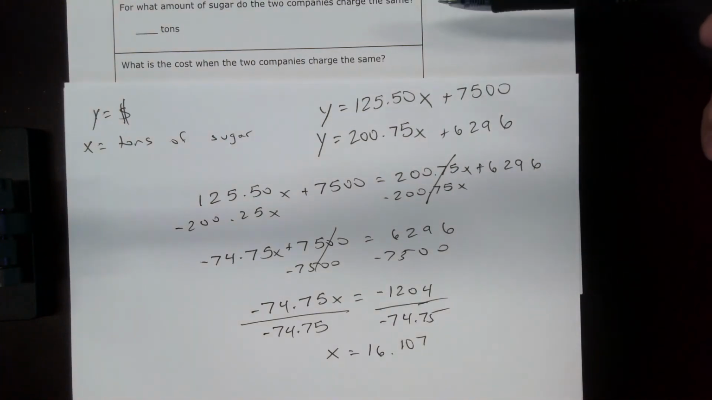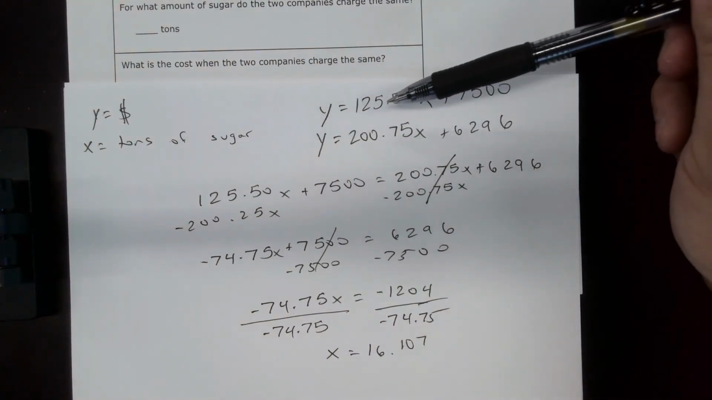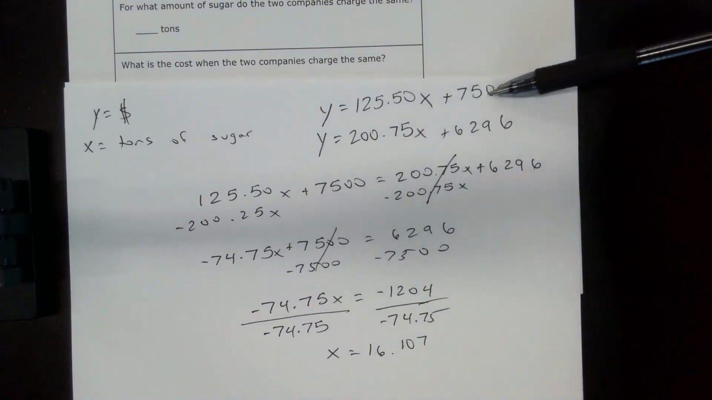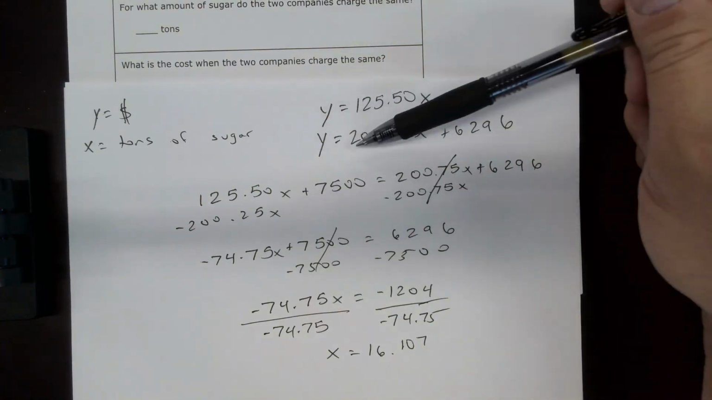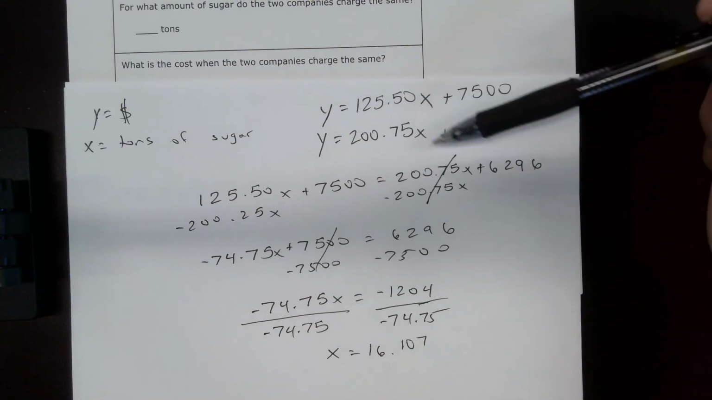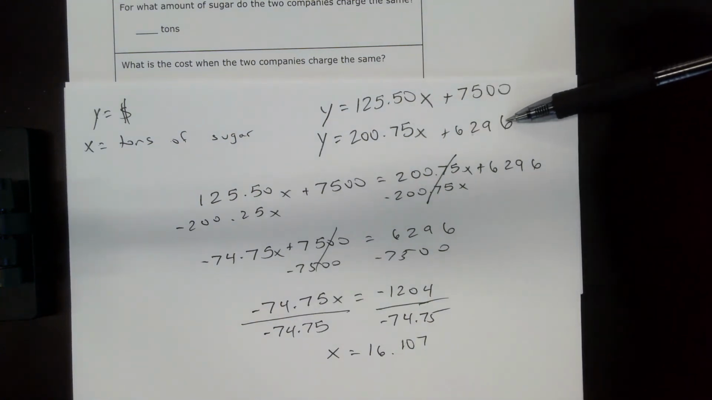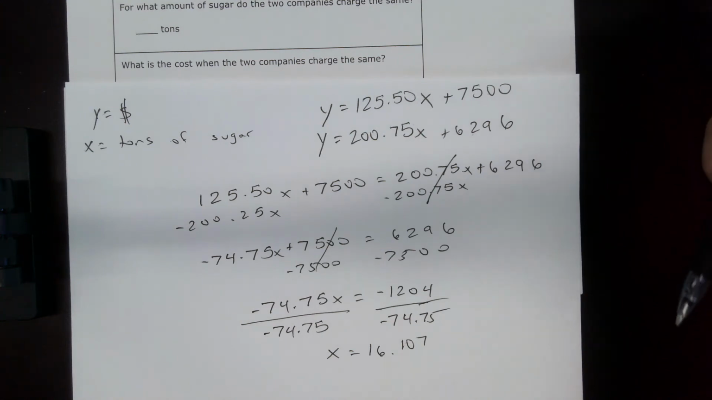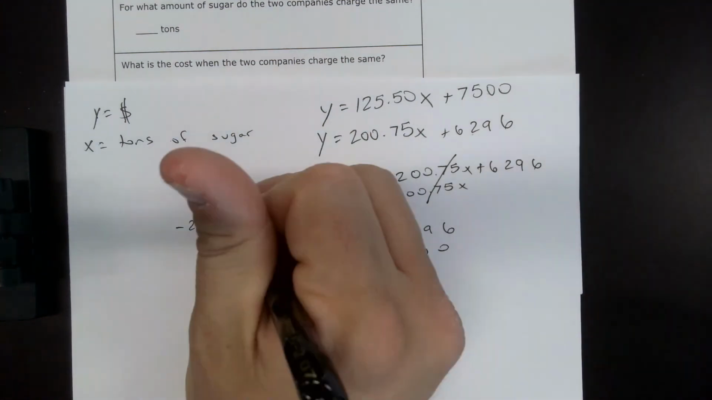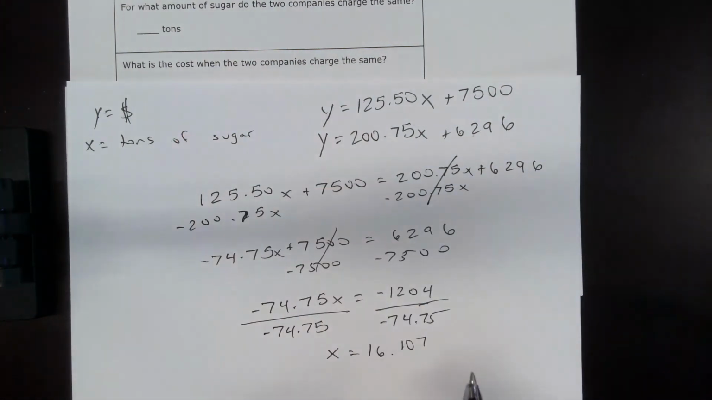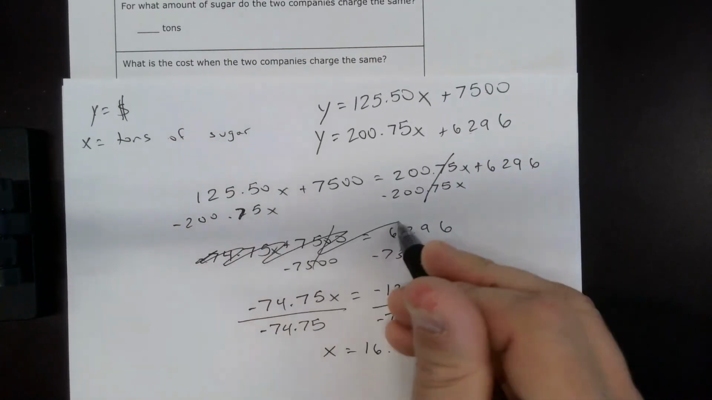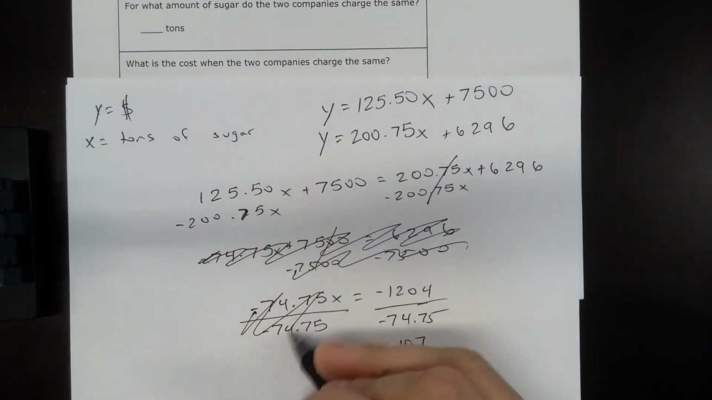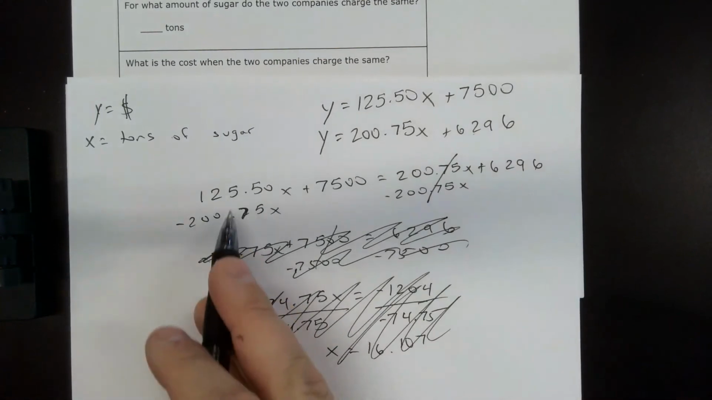Everyone pull out your calculator so we can walk through this thing together. So 125.50x plus 7,500, and 200.75x plus 6,296. Yeah, that's where I messed up. So go back through. This should be 7,500 right here, right? Yeah. So everyone go back through. We're going to start back over here. Subtract those two. Everyone do it.